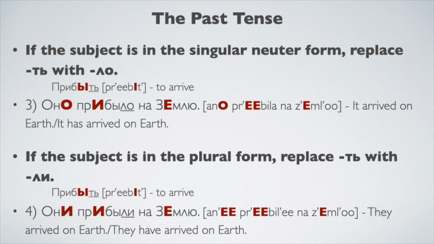If the subject is in the singular neuter form, we replace t with lo. For example, number 3. Оно прибыло на землю. If the subject is in the plural form, we replace t with ли. Number 4. Они прибыли на землю.